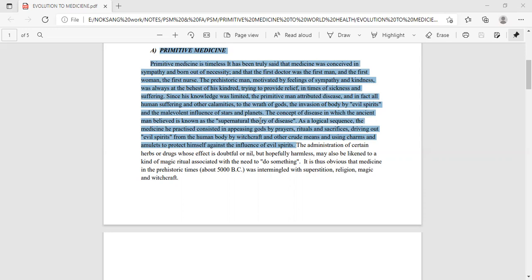But later, slowly as time passed, we came to know many kinds of medicines. We have come to know the usage of health centers. We know that we should go to hospital, we should cure ourselves, we should take medicine, we should go for regular checkups. These things were not known before. So they believed in all these supernatural things. That is why it is known as primitive medicine.